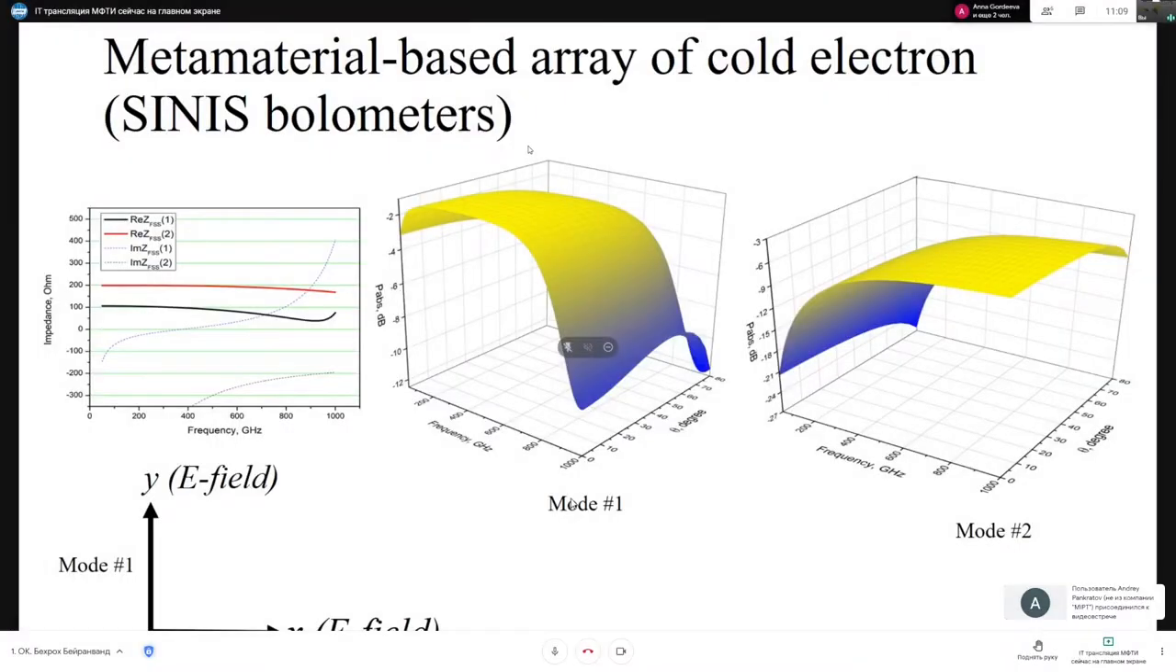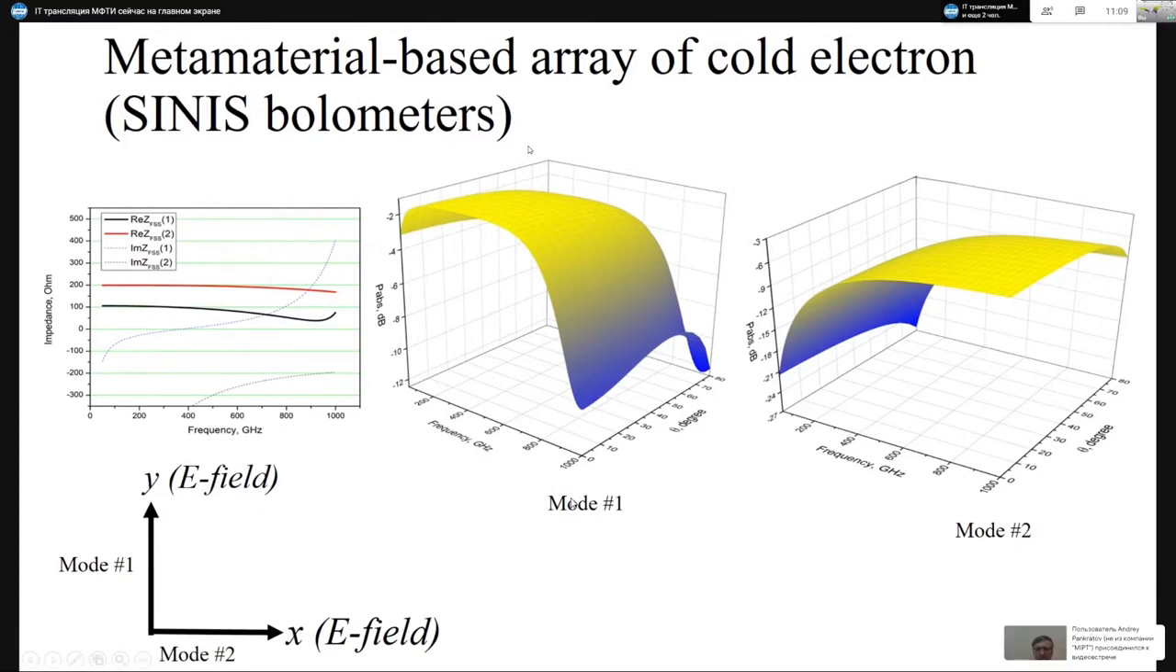Also, we tested the angle of radiation for the two modes. For mode 1 from 0 to 40 degrees, and for mode 2 from 0 to 70 degrees, we have smooth and maximum absorption. It means that we can use it in a back-to-back horn waveguide.